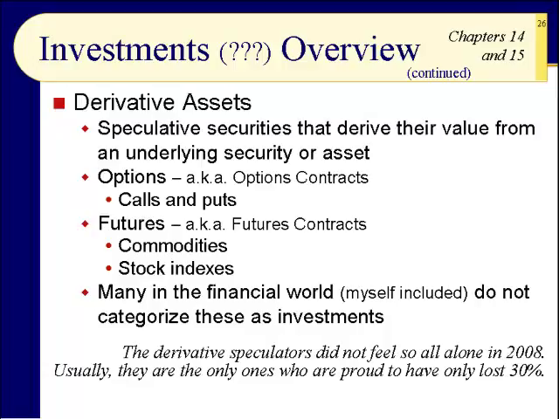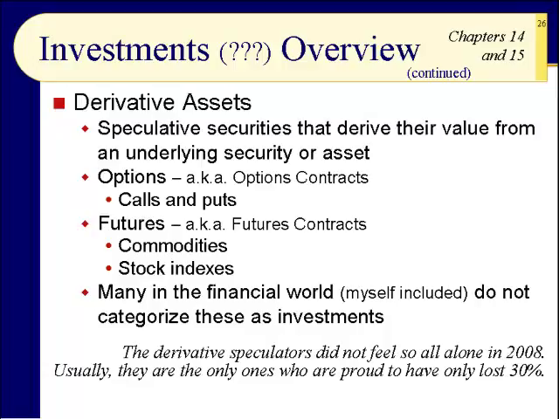Slide 26, derivative assets. Now notice I put a bunch of question marks up there. Exactly. These are speculative securities, right? We don't categorize speculations as investments, at least in my humble opinion. You're going to hear different from other individuals. They derive their value from an underlying security or asset. How does that work? Relax. We'll deal with it at the end of the semester. All you have to know is that line: they derive their value from an underlying security or asset.